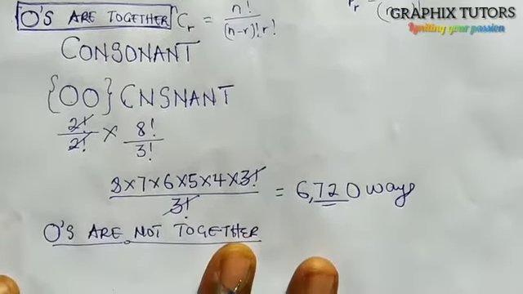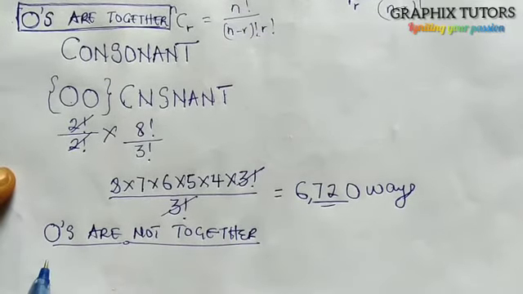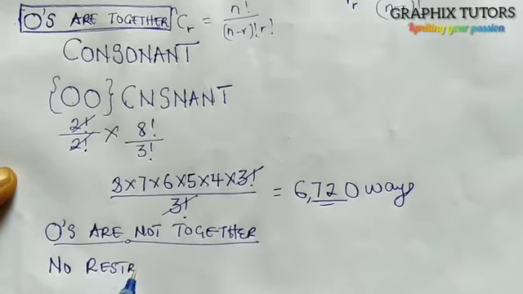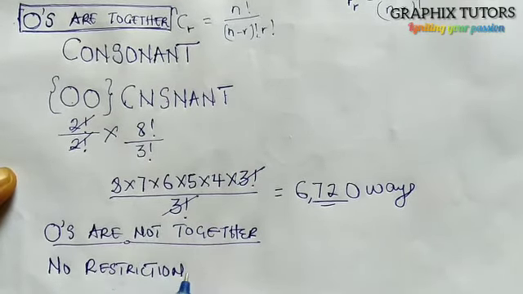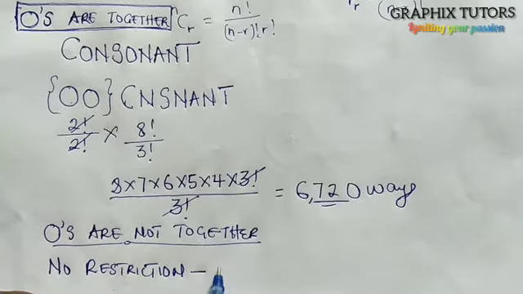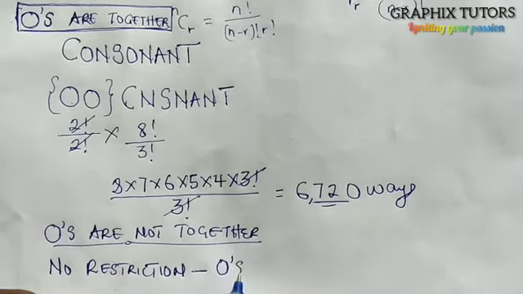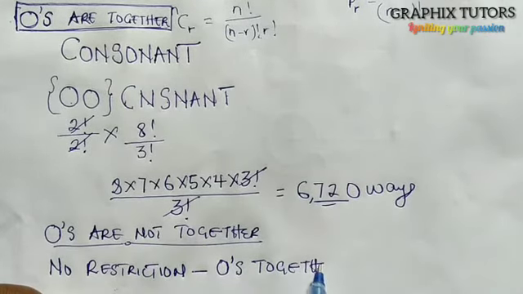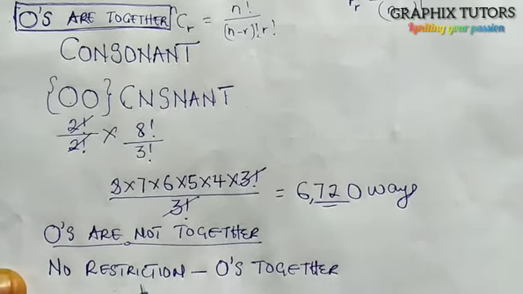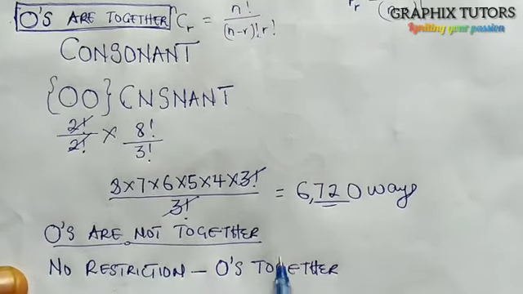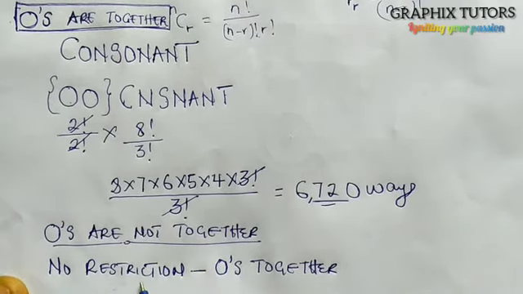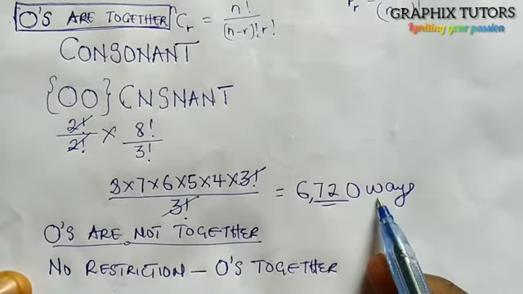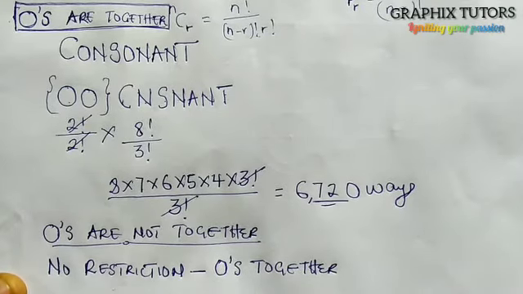What you simply do here, the formula is no restriction minus O's together. Right? No restriction minus what? O's together. When you're told the O's are not together, it will be no restriction minus O's together. Now we've already gotten O's together, right? So what I'm going to do now is no restriction.